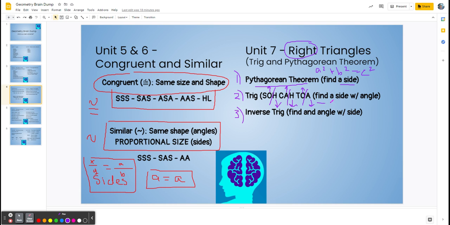Trig will help you find a side if you are given an angle. You have to have an angle in order for trig to work. Inverse trig is going to help you find an angle, right? This is when you're looking for an angle. What's the little symbol we have to remember? -1, absolutely. So for inverse trig, we got to use that -1 instead of that degree symbol.